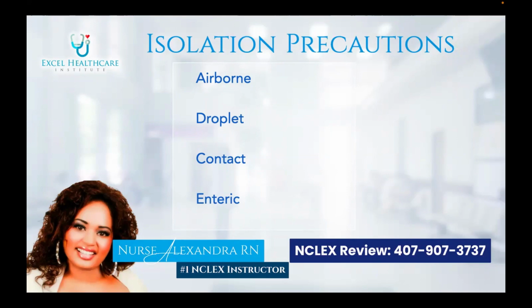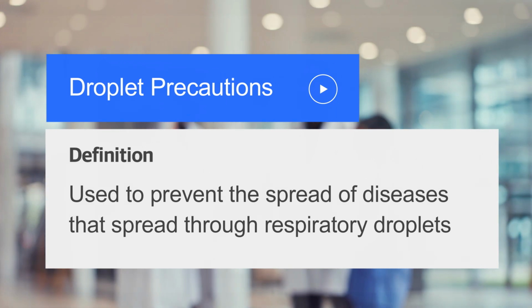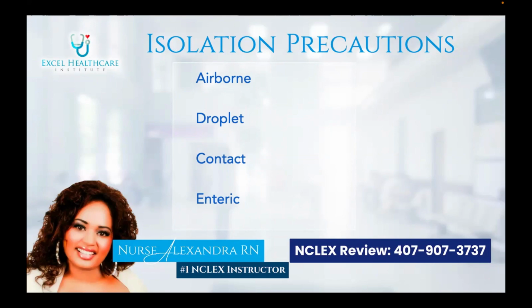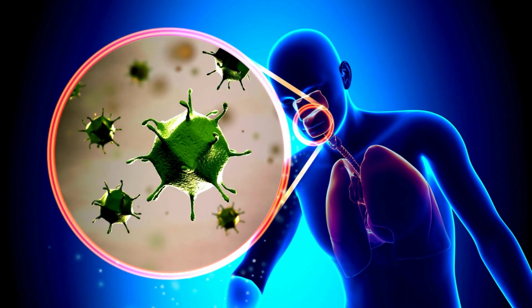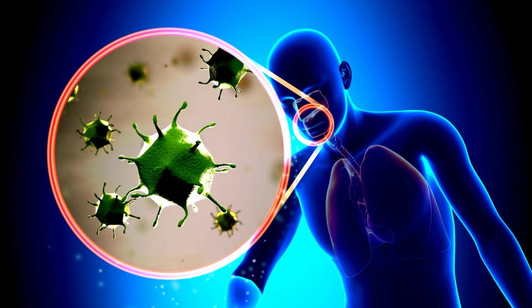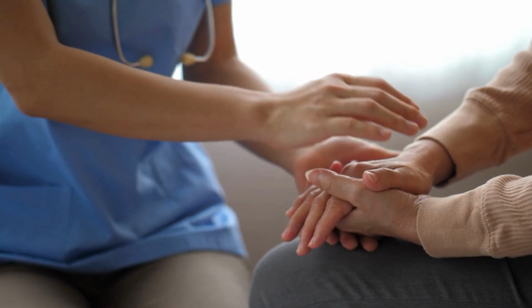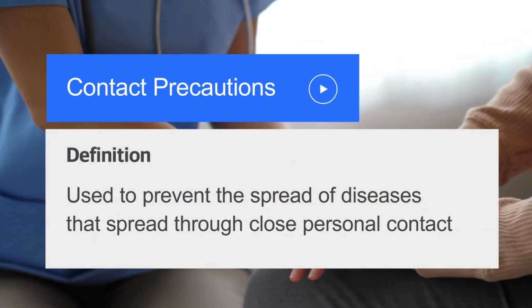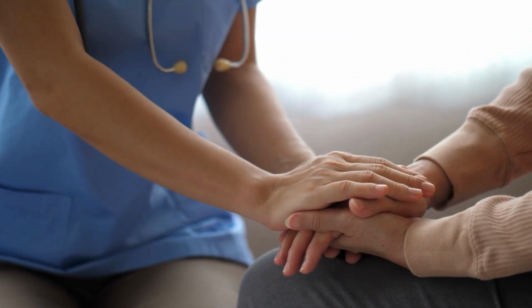Droplet. A disease that requires droplet precautions means that the disease is spread by tiny droplets that usually are generated when the person with the infection either talks, coughs, or sneezes. Coming in contact with those droplets and having the droplets enter your nose or your mouth places you at risk for developing that infection. A disease that requires contact precautions is spread through close contact with an infected person or something that an infected person has contaminated.